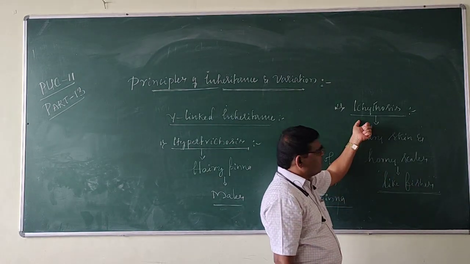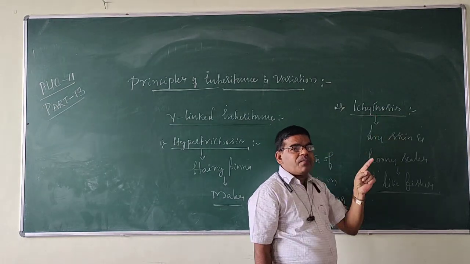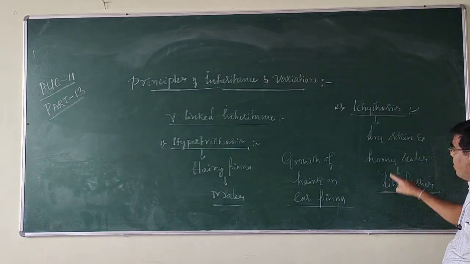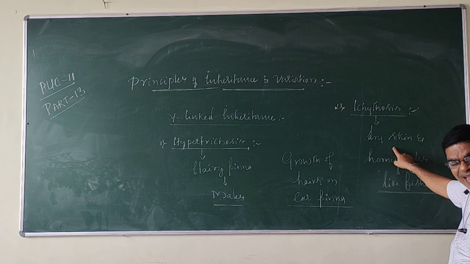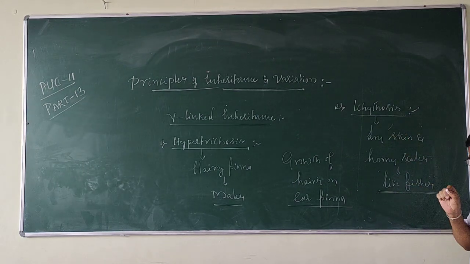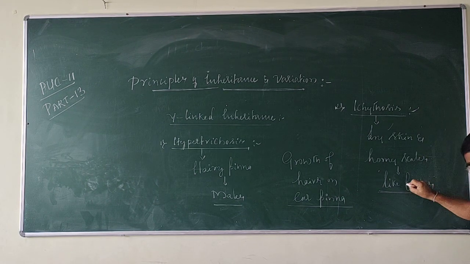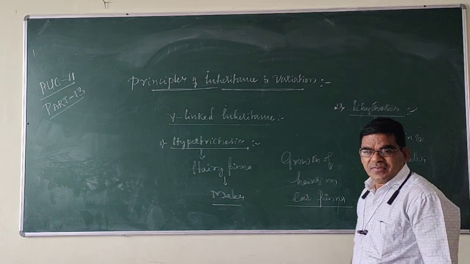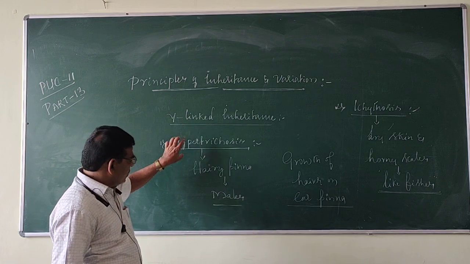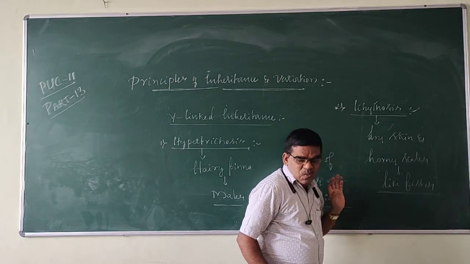But in ichthyosis, it's an example for Y-linked inheritance. Ichthyosis is an example for Y-linked inheritance. It is characterized by development of dry skin and horny scales on the skin like fishes. Here, these are the two examples for Y-linked inheritance. Hypertrichosis, what is hypertrichosis? Ichthyosis, what is the character of ichthyosis?